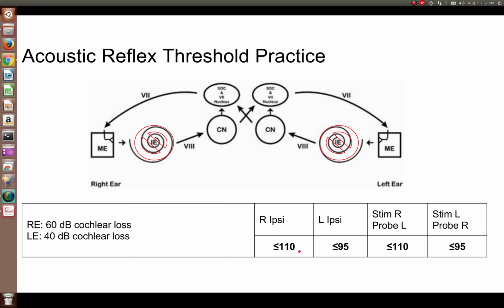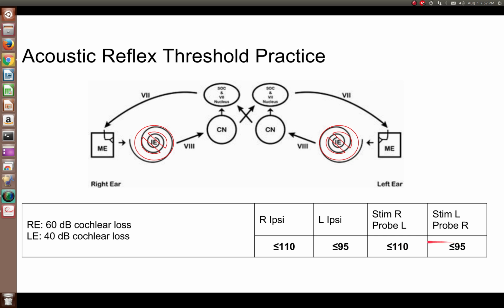Hopefully that's fairly clear. Left ear, it's the same thing. Anything at 40 dB is pretty much normal as far as our expectations for what their reflex threshold would be. So less than or equal to 95. And then why do we have 110 here? It's because the stimulus ear is the right ear.